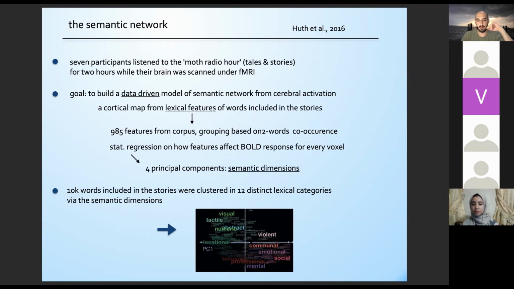And then they would see for every area which area is selective for one of these two categories. Okay? Correlating the response of the brain activation to the contribution of every single word with respect to these categories.